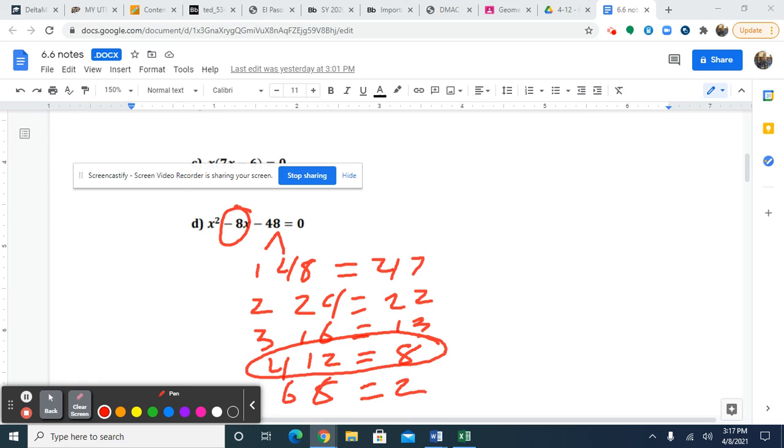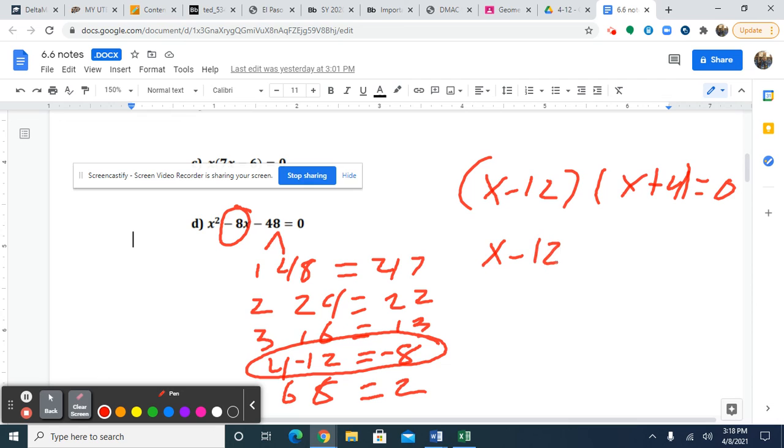Now, if we want it to be a negative 8, we would have to make the bigger number negative. So 12 is a negative. So we would write this as x minus 12, x plus 4 equals 0, and that's our factored version.